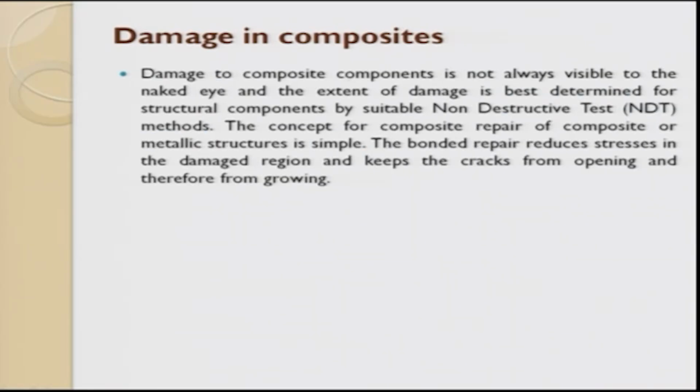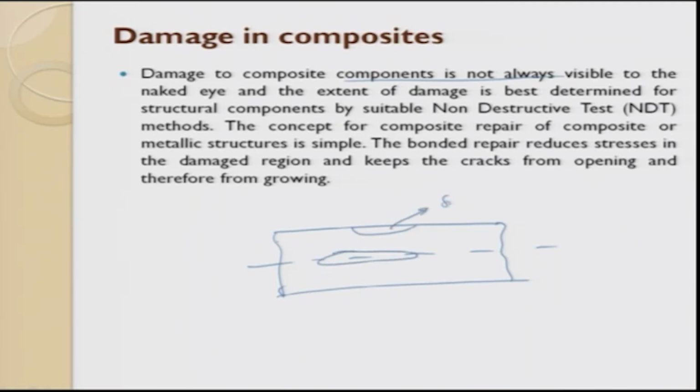The damage in a composite component is not always visible to the naked eye. If you take a composite, the damage can be on the surface, or the damage can be in the core. These are called surface damage, and core or hidden damage.